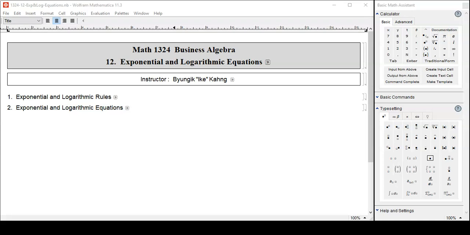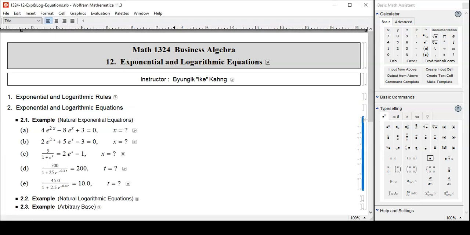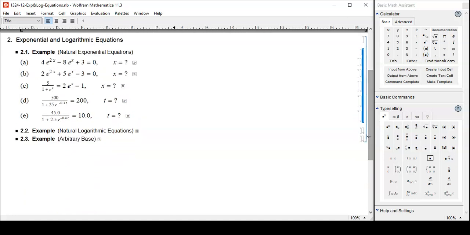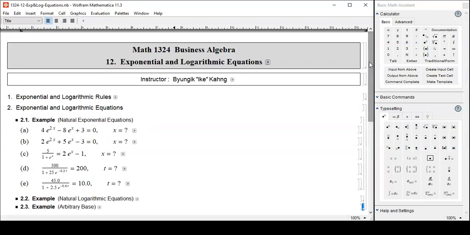Hello students, welcome back. Now let's go to section 2 and work out some exponential and logarithmic equations. First, some exponential equation problems here. Please note that they are all natural exponential equations. We're going to consider arbitrary bases sometime later. First, a little bit more important of the two, the natural exponential equations.